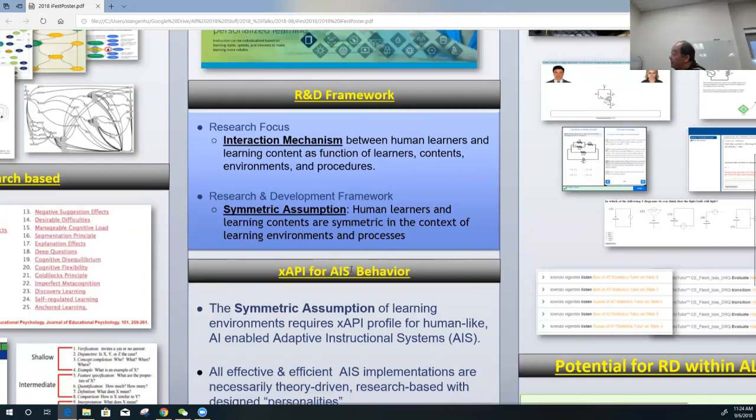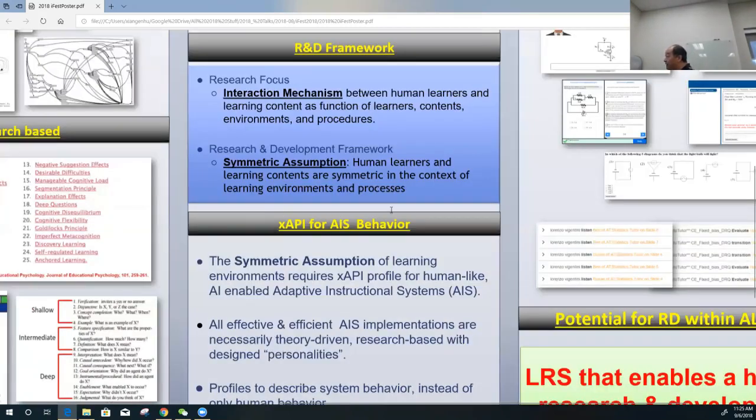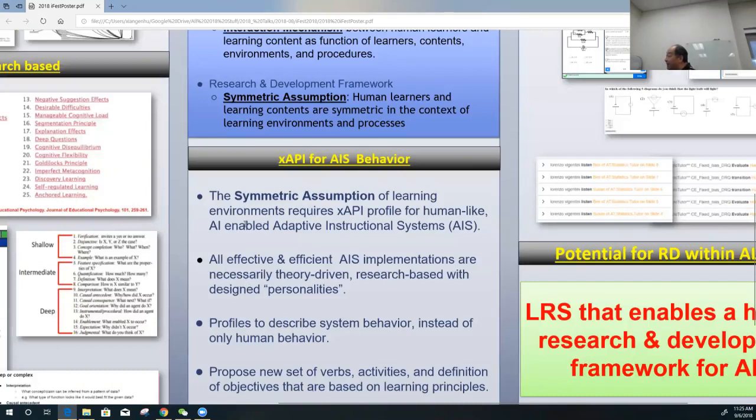So this is a framework, and then of course in my research, we study the mechanisms between the learner and the system. The research focuses on the interaction mechanism, with this symmetric assumption. Based on this assumption, the symmetric assumption of learning environments requires an xAPI profile for human-like AI-enabled adaptive instructional systems.